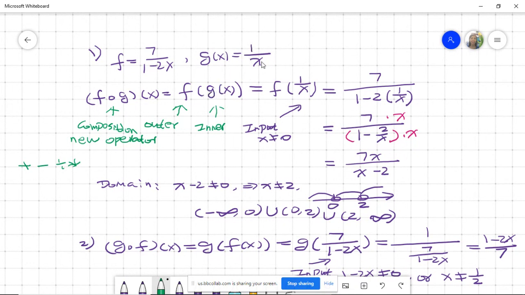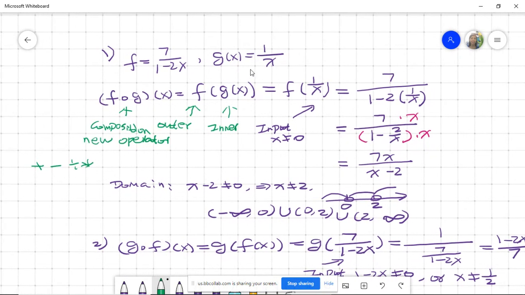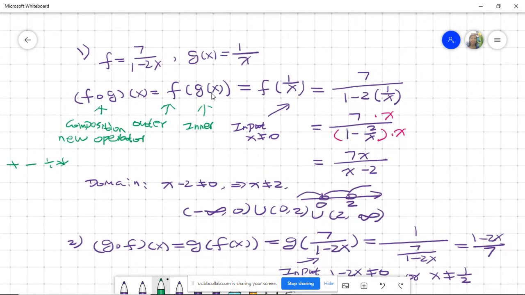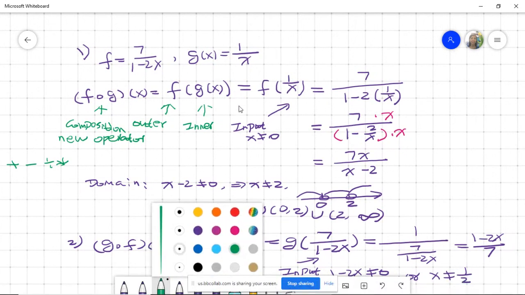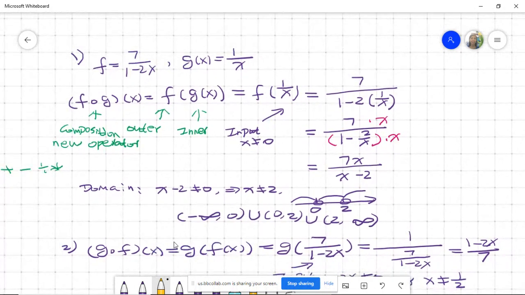So g of x is 1 over x. Look at it, my g of x is 1 over x here. So I plug in 1 over x, okay? That is for g of x, which is 1 over x. So g of x is gone, and I have a function of f. So what's the function of f?